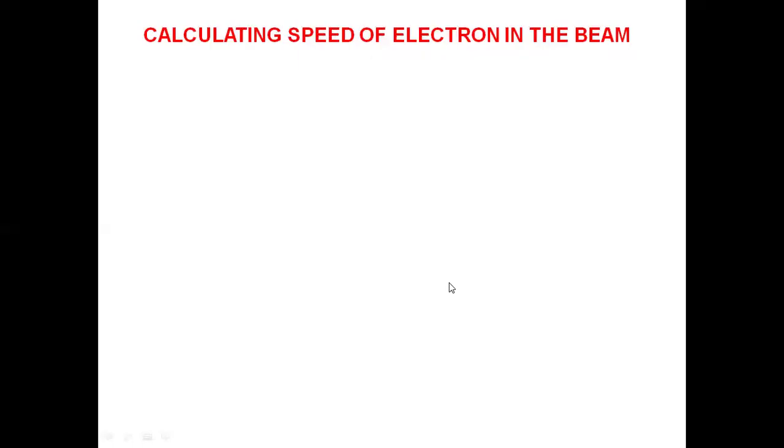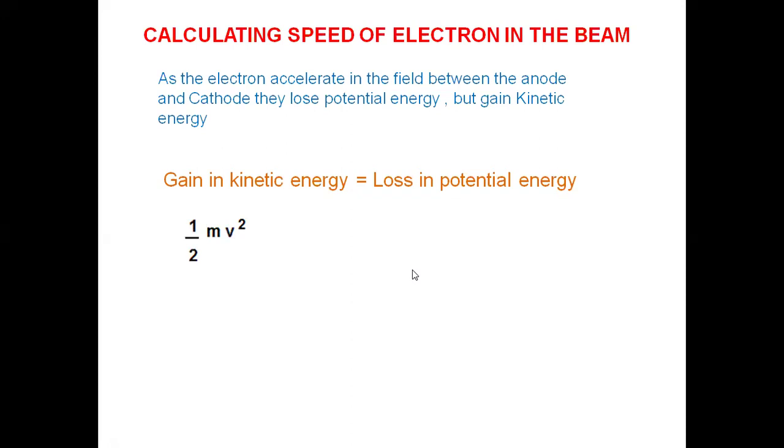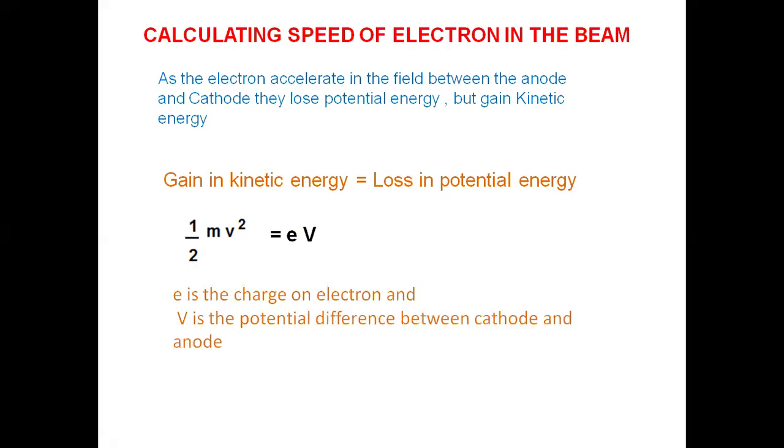So how do we calculate the speed of an electron in the beam? Electrons accelerate in the field between the anode and cathode. So they lose potential energy and gain kinetic energy because they accelerate. The gain in kinetic energy is equal to the loss in potential energy. We know the formula of kinetic energy, half mv squared, and the loss of electrical potential energy is given as eV, charge into potential difference. So e is the charge on the electron and V is the potential difference between cathode and anode.